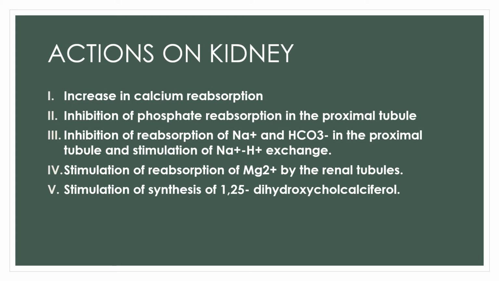The action on kidney: what are the effects of the parathormone on the kidney? Increased calcium reabsorption, inhibition of phosphate reabsorption in the proximal tubule, inhibition of reabsorption of sodium and bicarbonate in the proximal tubules, stimulation of sodium hydrogen exchange, stimulation of reabsorption of magnesium by the renal tubule, and stimulation of synthesis of 1,25 dihydroxycholecalciferol. So these are the effects of the parathormone on the kidney.